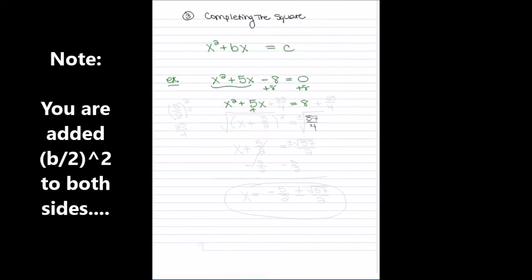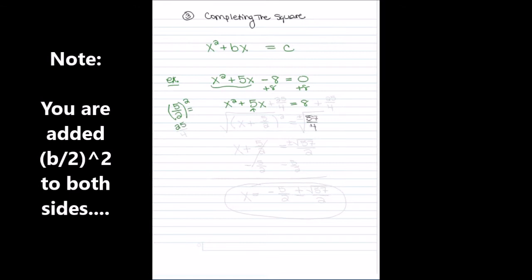So at this point, I take the number that's with the x, which is a 5, and I divide it by 2. And then I square it. So you do two things. You take the 5, you divide it by 2, and then you square it. And that's going to end up giving me 25 over 4.